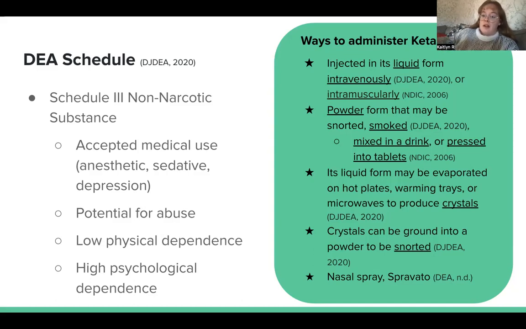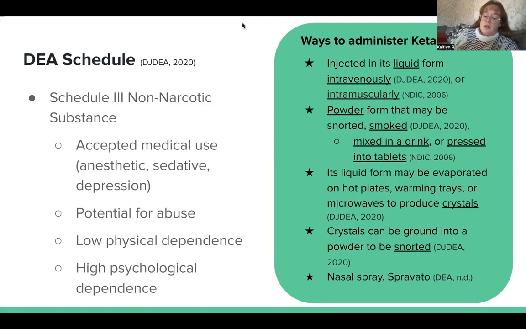Also on this slide, I include ways that you can administer ketamine. It can be injected in its liquid form, intravenously or intramuscularly. In its powder form, it can be snorted, smoked, mixed into drinks, or pressed into tablets to be taken orally. Its liquid form can also be evaporated on hot plates, warming trays, or microwaves to produce crystals, and then those crystals can be ground into powder to be snorted.